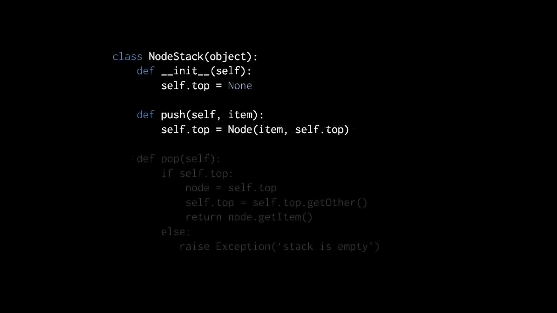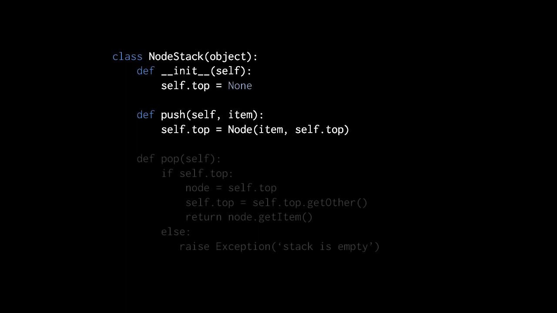Let's look now at how we might implement a stack using nodes, very much like a linked list. So we're creating a Python class called nodeStack, and in its constructor we're simply assigning to an attribute called top, initially the value None. Top is the attribute that keeps track of the node which is at the top of the stack, though at the start the stack is empty.